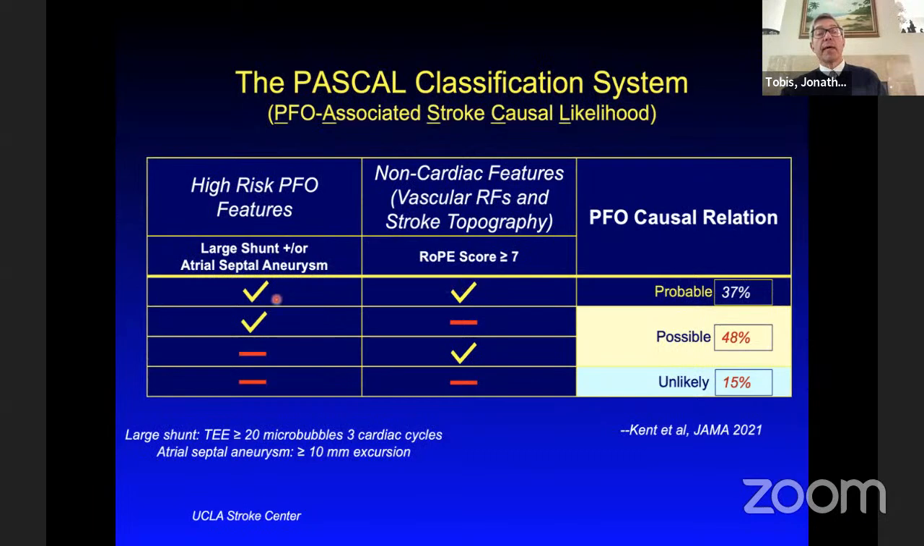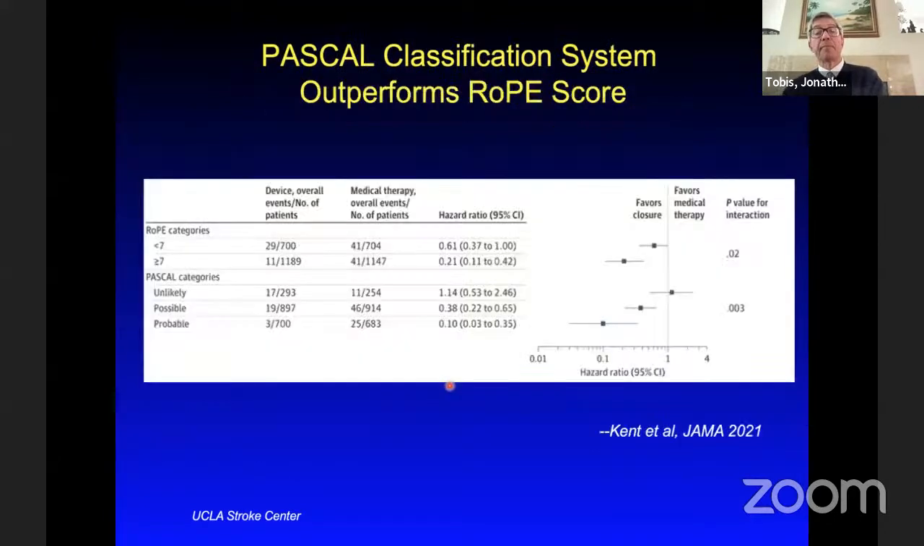So a high RoPE score and anatomical changes, they call that probable, causally related to the PFO, whereas if it's half and half, then it's possible. But if both are negative, a low RoPE score and not a large shunt or atrial septal aneurysm anatomically, then they define that as unlikely. And they showed that this new scoring system called the PASCAL classification system outperforms the RoPE score in terms of identifying those who are highly likely or possible or unlikely to have their stroke related to PFO.